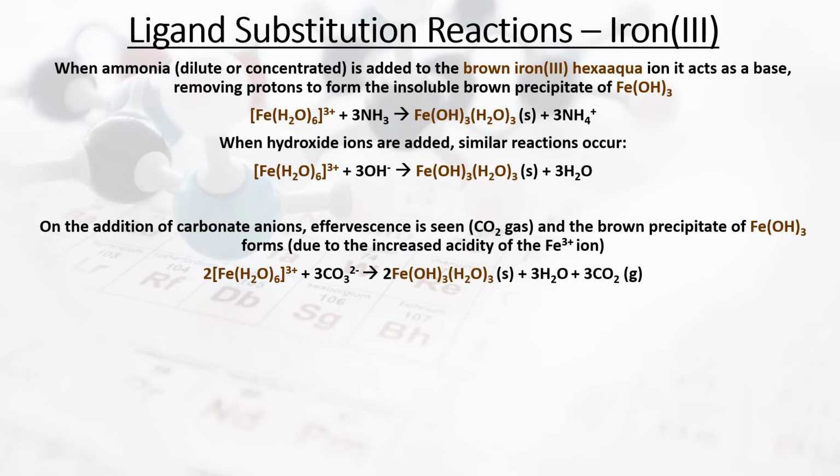And so the only difference really is the carbonate anion reaction that we saw right at the start of this video. Because the Fe3+ is a much more acidic ion than Fe2+ because of its increased charge density, rather than forming the insoluble carbonate, the carbonate anions actually act as a base. They remove protons from the coordinated water molecules. They again form this same hydroxide precipitate, the Fe(OH)3(H2O)3. The key thing is, though, that we see effervescence. We see CO2 gas being given off. So we form water and CO2. But again, we have the light brown hexaaqua ion becoming the slightly darker brown hydroxide precipitate.